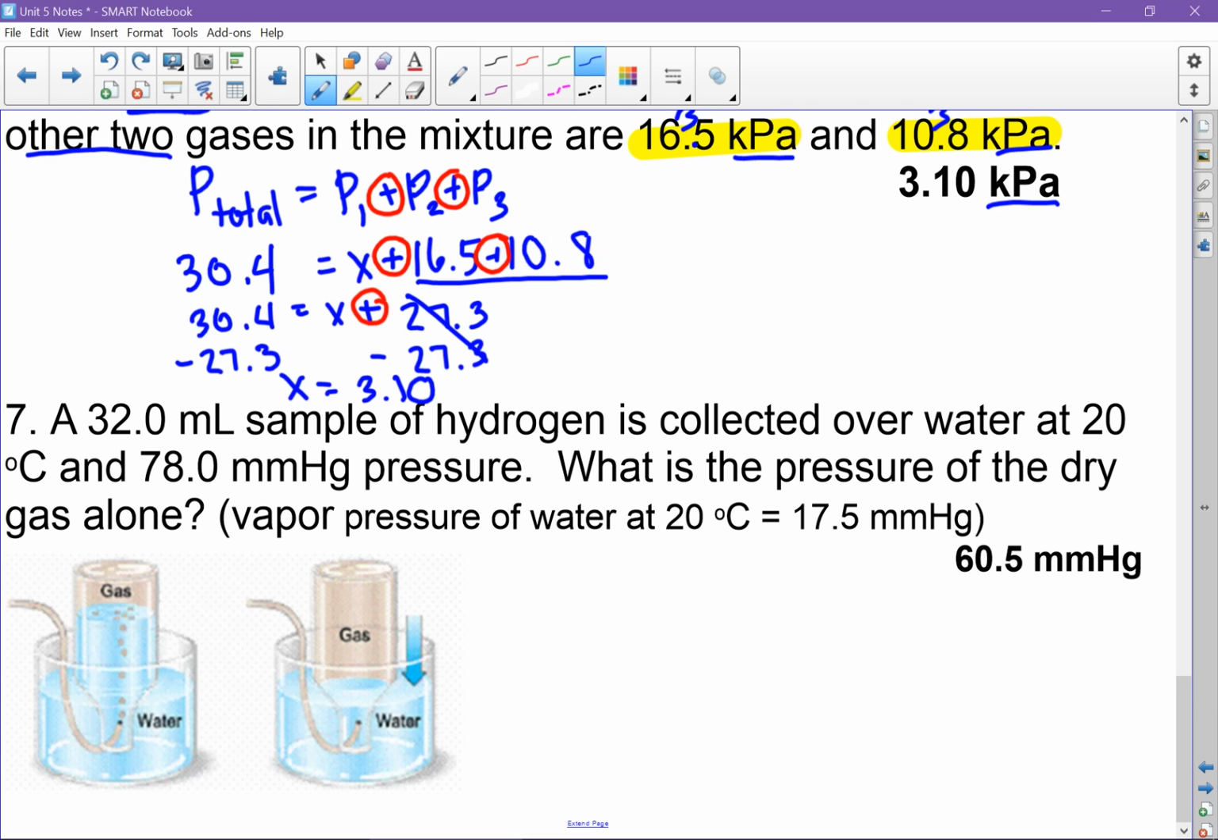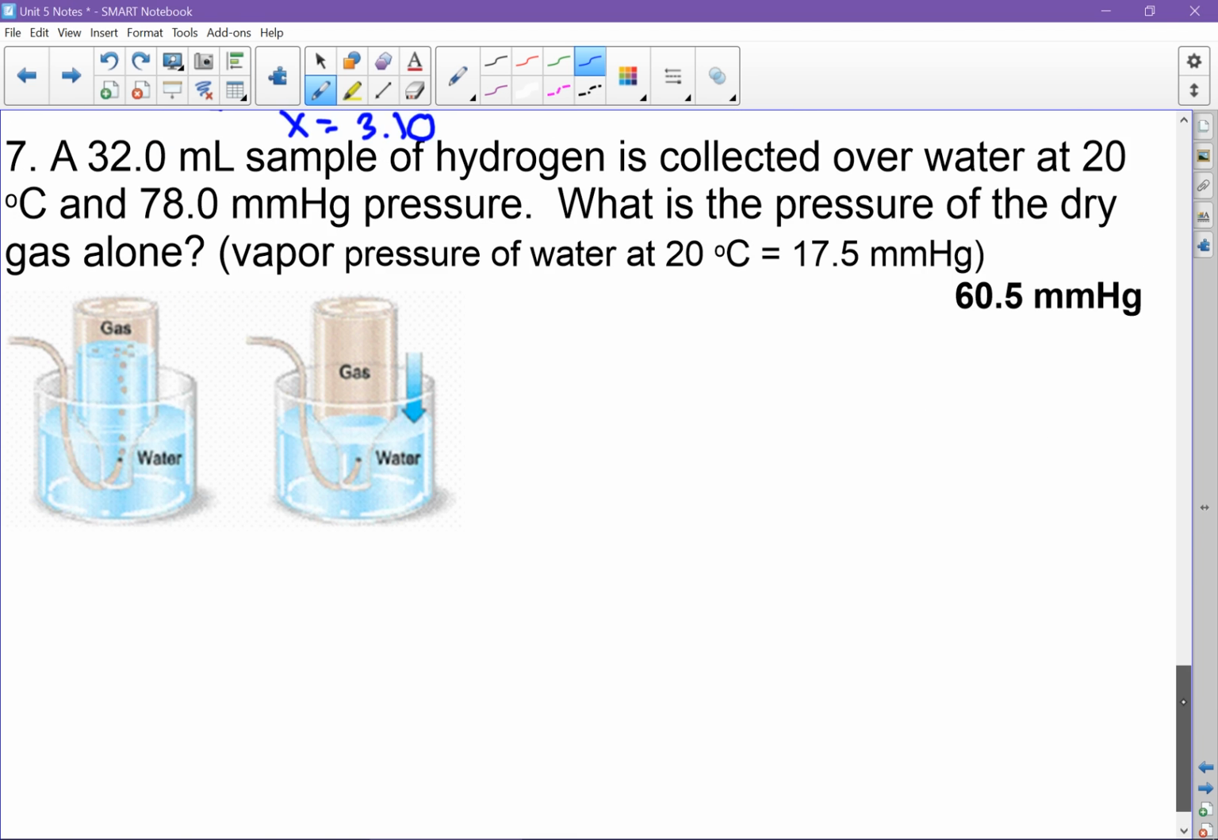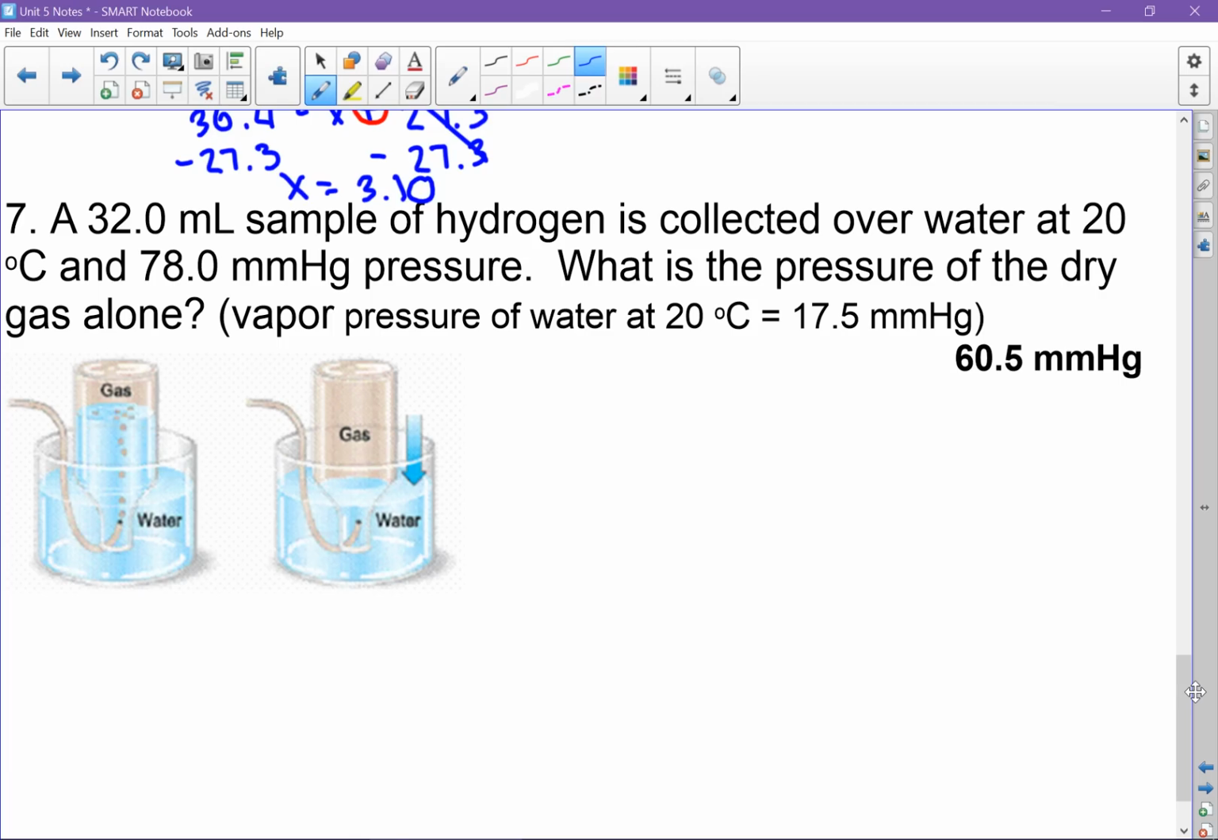Alright, let's take a look at number 7, our last one. Let's see how you did. I don't see any partial pressure or any percentage signs here, so we're going to do this law with addition. So P total equals, in this one I see hydrogen as a gas and water as a gas. When it says collected over water, that's another gas. So that means you have 2 partial pressures.